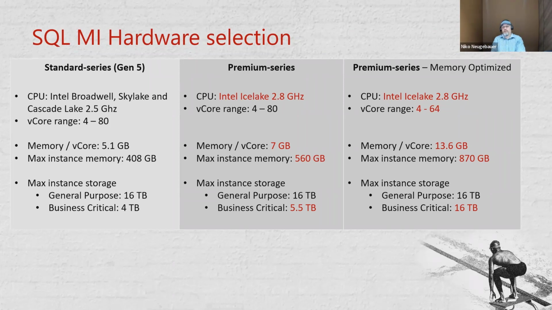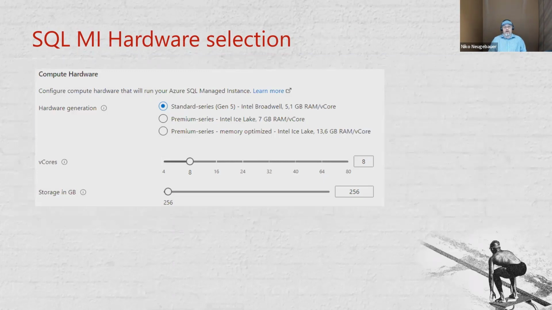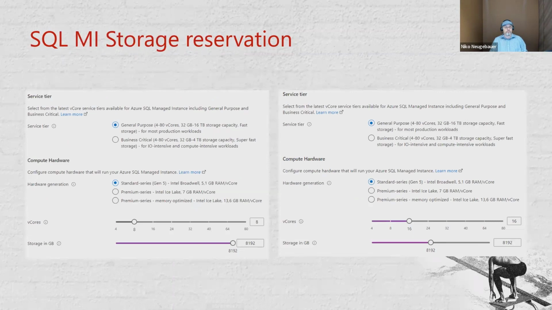And there is currently in preview premium series memory optimized, which is even faster, gives you almost double the premium, 13.6 gigabytes of RAM, and allows you to reach 16 terabytes on both business critical and general purpose. So how do you select it? Something like this on our portal.